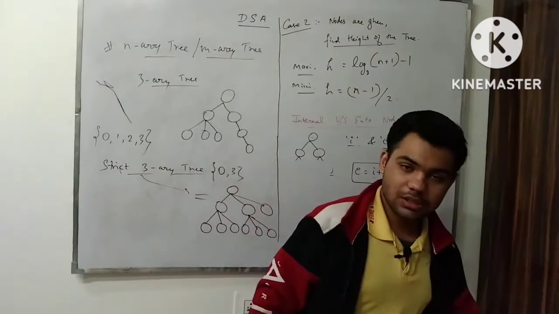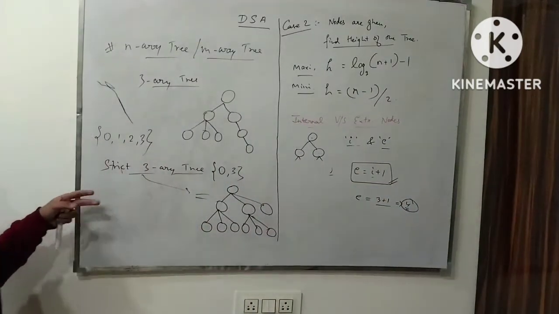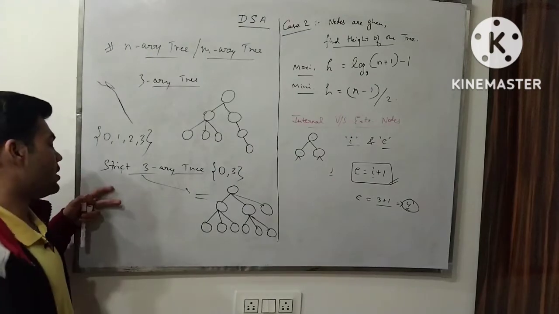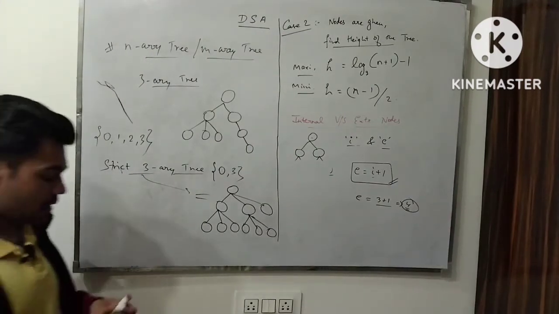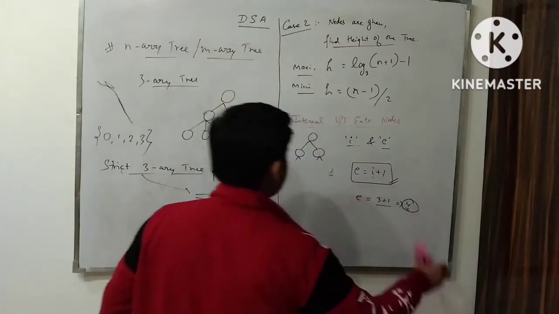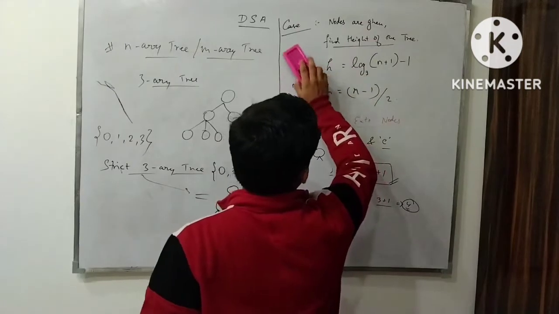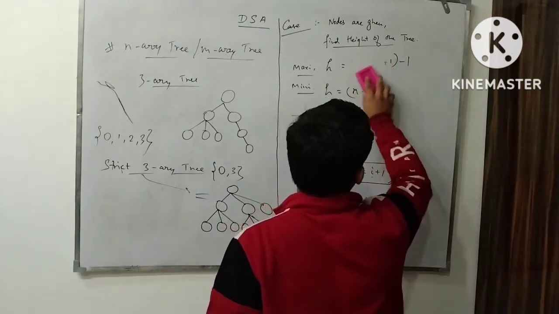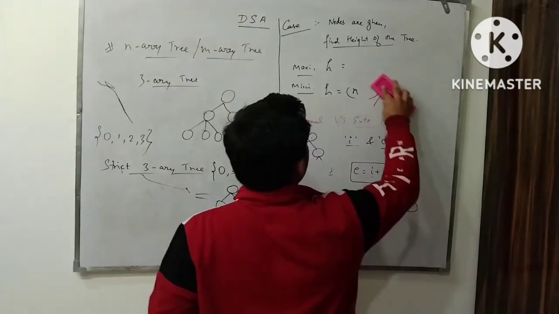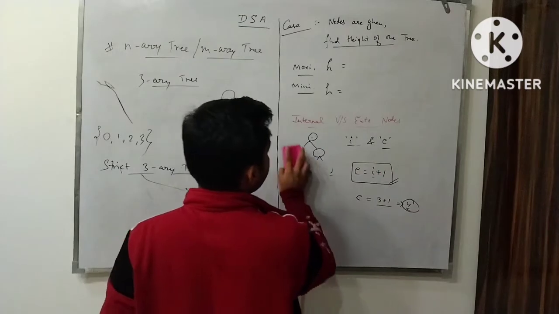For this also we are going to calculate the maximum number of nodes in two cases: when the height is given and we have to find the nodes, and when the nodes are given and we have to find the height. So let's start with case number 1, when the nodes are given and we have to find the height. What will the formula be? I am writing on this only.